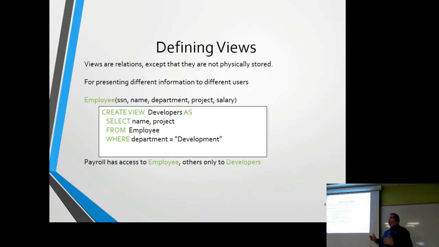That means that all you can see is the people you work with. On the other hand, people in payroll or HR would have access to the entire thing because they'd do select star from employee, while developers would do select star from developers. That way you can abstract your content. There are some advantages to views, and in a bit I'll talk about some of the disadvantages.